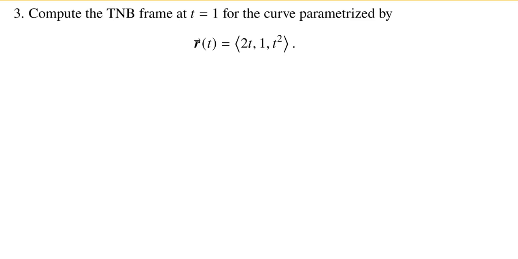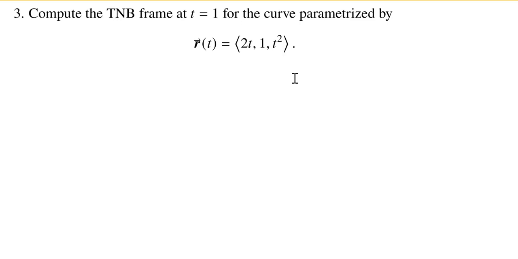Hello again, everybody. This is our video solution to problem 3 from Superquiz 3. In this problem, we're going to be computing the TNB frame for a curve, which is given by the following parameterization. It's not told exactly here, so we can assume maybe it's working for all t. But we actually only want the TNB frame when t is equal to 1.